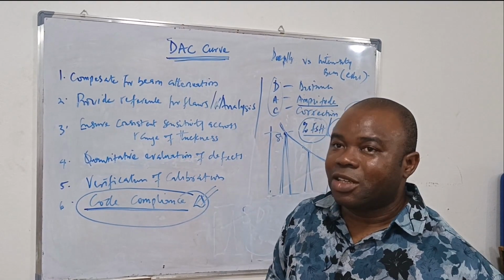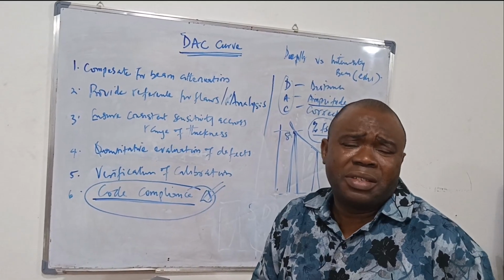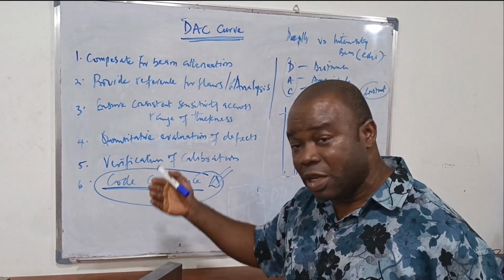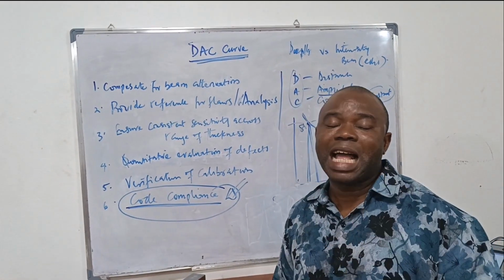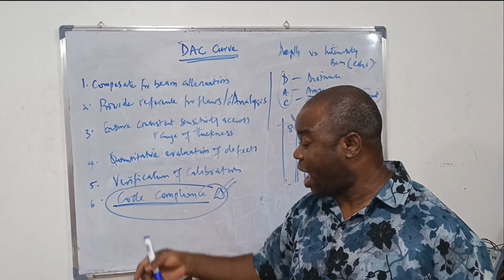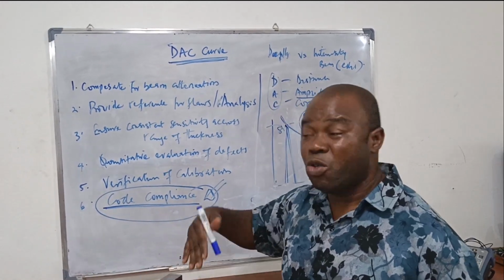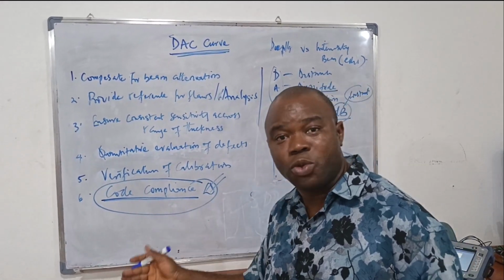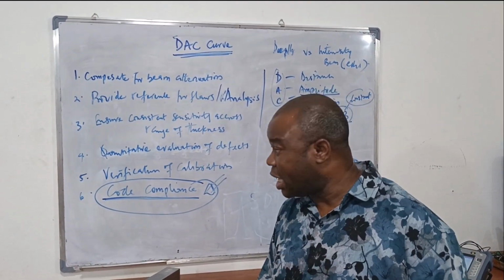So one might ask, is it necessary to draw a DAC? I would say not necessarily so. If there is a defect on a plate, you will see the defect. But there are advantages that the DAC curve gives you that will make your work very easy. If there is a lack of fusion, I will easily find it if I know what I am doing. But the DAC will make it easier for me to do my analysis and all that.